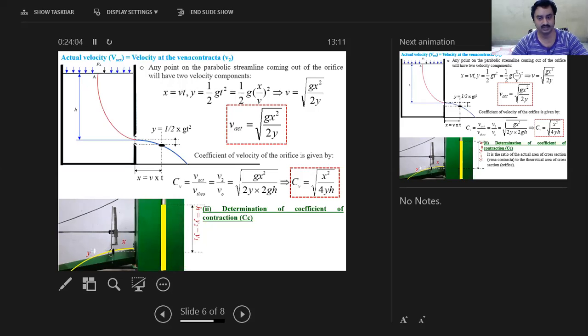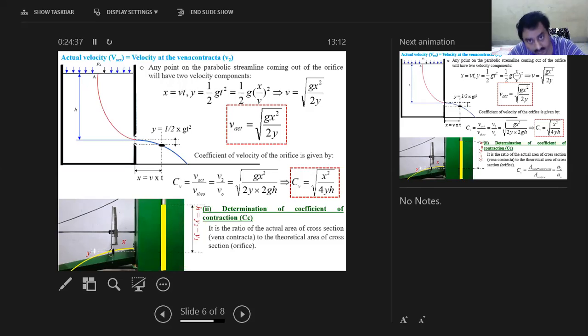Now coming to the second one, that is the determination of the coefficient of contraction. Again, this is the ratio of the actual area of cross section to the theoretical area of cross section. I'm emphasizing the same thing again: the term actual indicates your vena contracta, and the theoretical term indicates your orifice. So the coefficient of contraction will be the ratio of the area of cross section corresponding to the vena contracta to the area of cross section corresponding to the orifice.